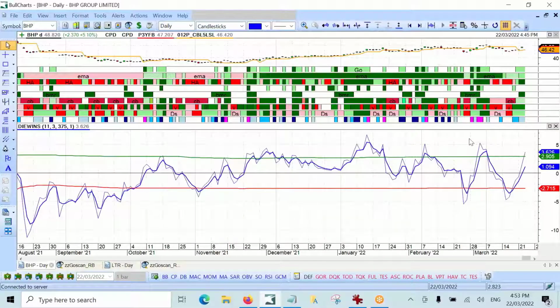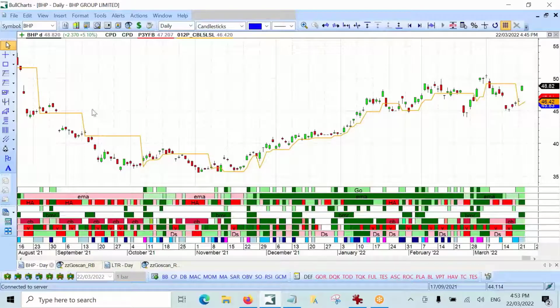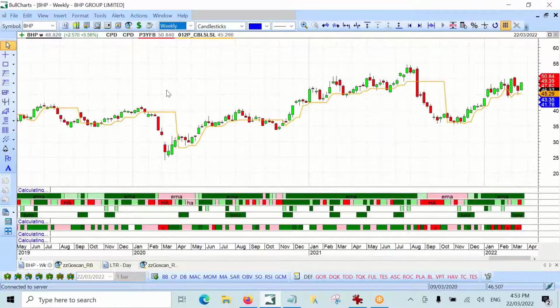Phil, have you tried this on a weekly basis? Does it work on a weekly basis or more? Yeah, I should. I could show you that. I can't get my head around trading weekly, but I'll just show BHP weekly here.